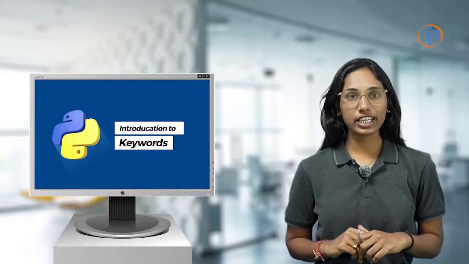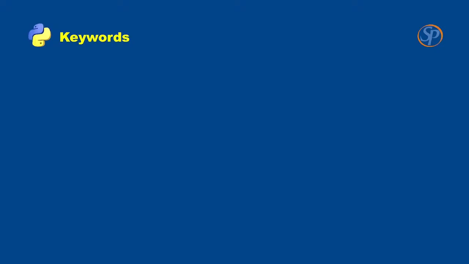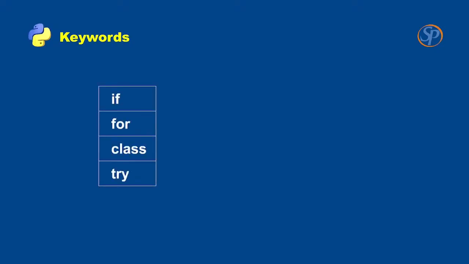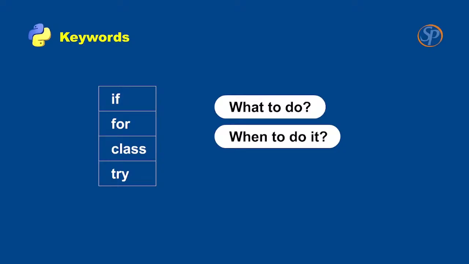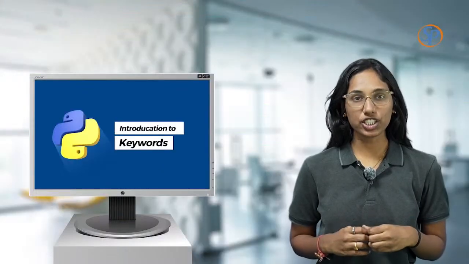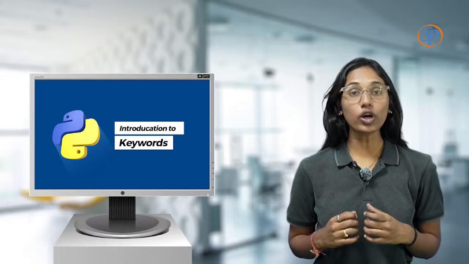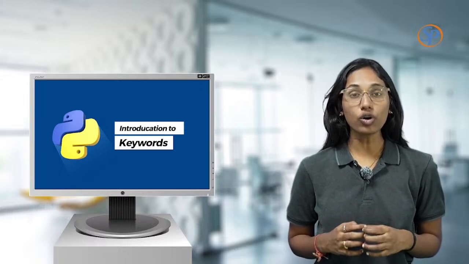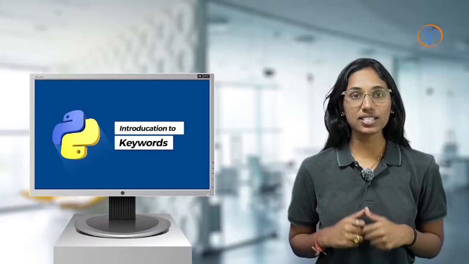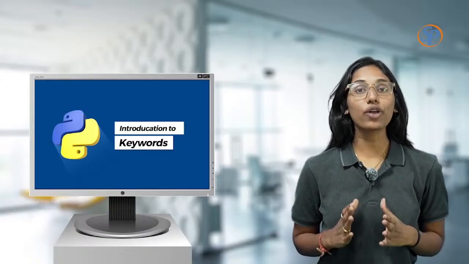Today we are diving into keywords. These small words like if, for, class and try are the soul of Python. They tell your program what to do, when to do it and how to react. By the end of this session, you will not only know what keywords are, you will know how to use them with confidence, clarity and pro-level understanding.